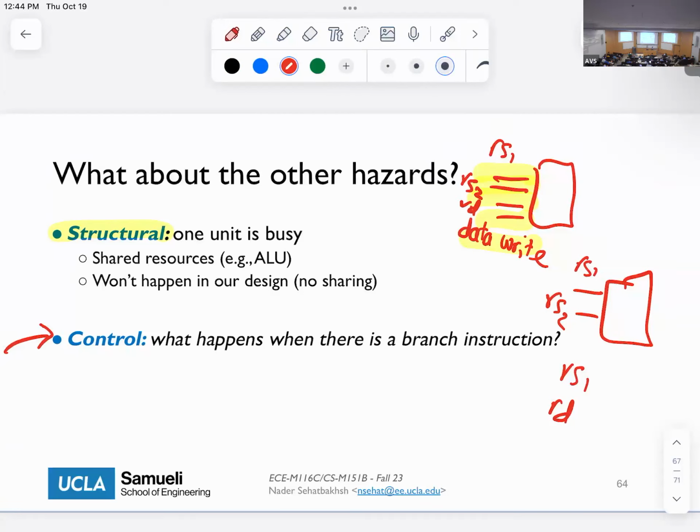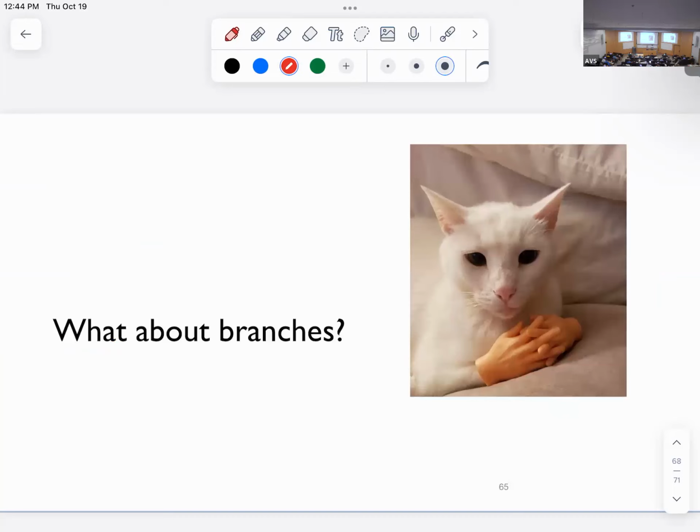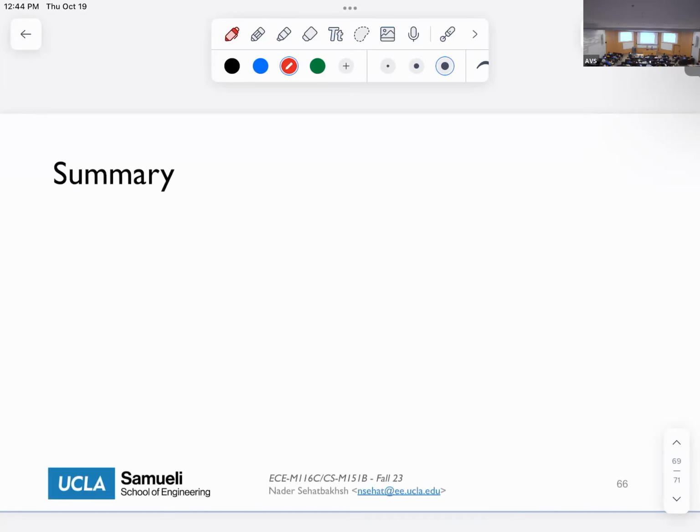another question that we're going to spend the rest of this lecture on, and that is what will happen with the branch instructions, and basically what we call control hazards. Okay, and this control hazards is actually an interesting question that we're going to see. So let's have a quick break, and then we'll come back and talk about branches and control hazards.